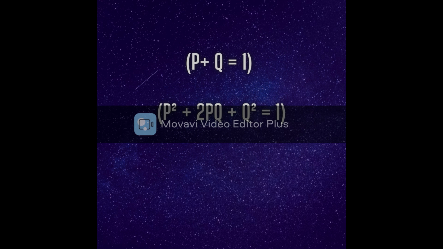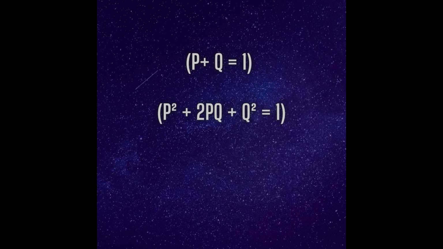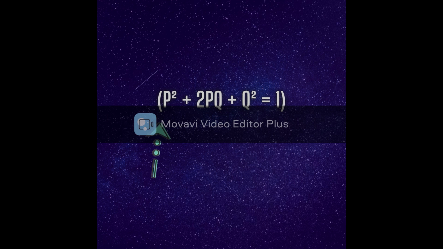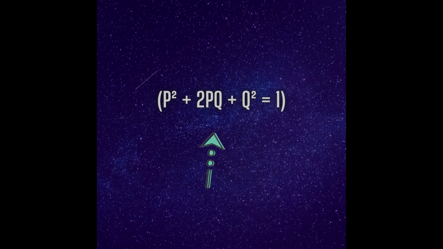Now, how do you calculate it? Using the equations P plus Q equals 1 and P squared plus 2PQ plus Q squared equals 1. In the first equation, P is the frequency of the dominant allele, while Q is the frequency of the recessive allele. In our second equation, P squared is the frequency of individuals with the homozygous dominant genotype. 2PQ in this equation is the frequency of the individuals with the heterozygous genotype. And finally, Q squared is the frequency of individuals with the homozygous recessive genotype.